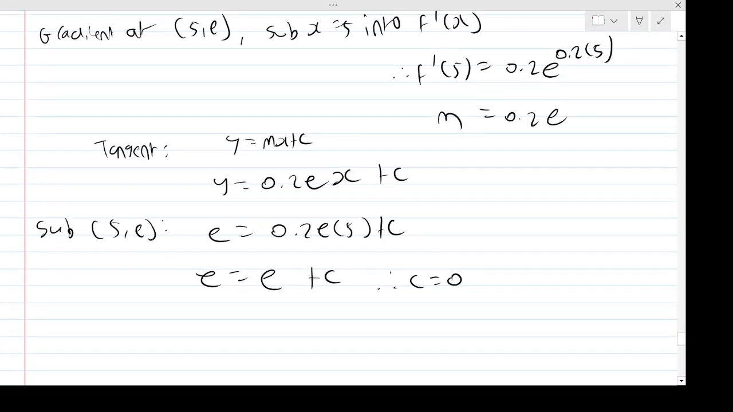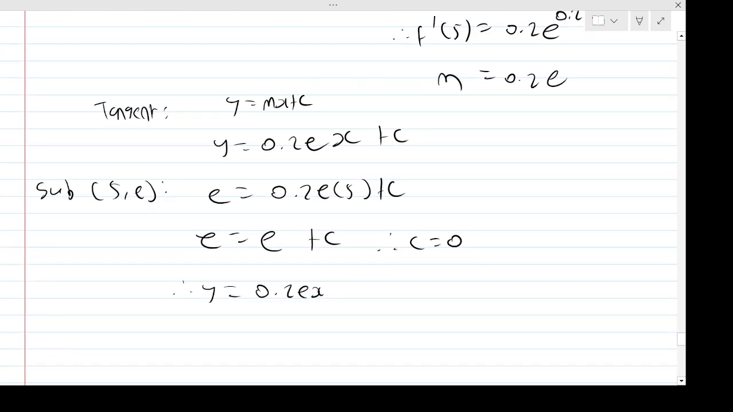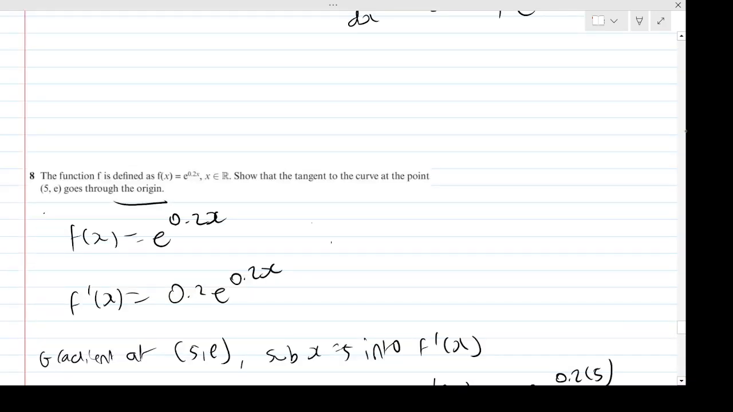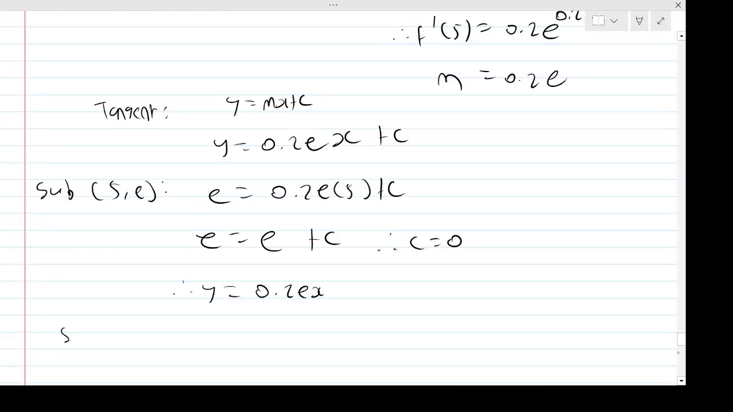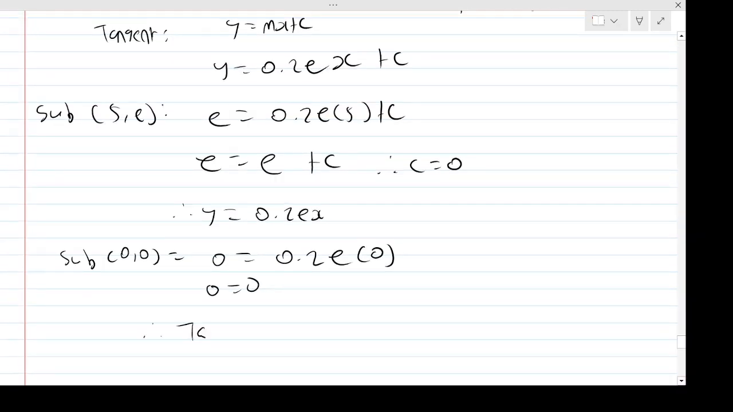But that means my equation is simply y is 0.2ex. And then there's no y-intercept. What does that mean then? If the y-intercept is 0, what does that mean? Well, actually then, if it passes through the origin, but then the origin is 0, 0, right? So if I sub 0, 0 in, then that means y0 is going to be 0.2e, lots of 0. Well, 0 equals 0. Well, actually, the equation is satisfied, so the tangent must pass through the origin. Right?